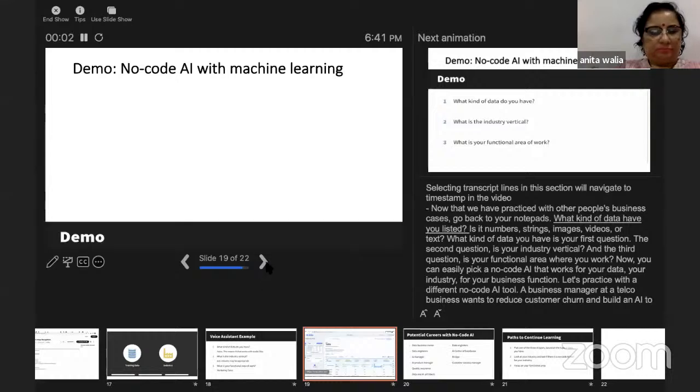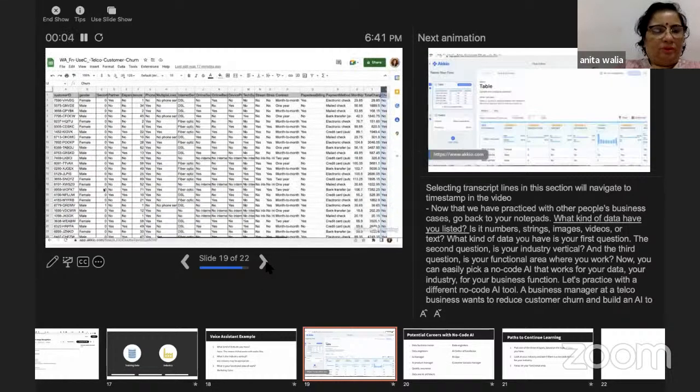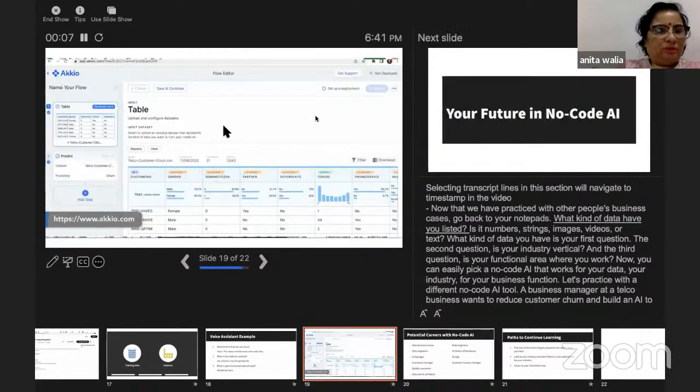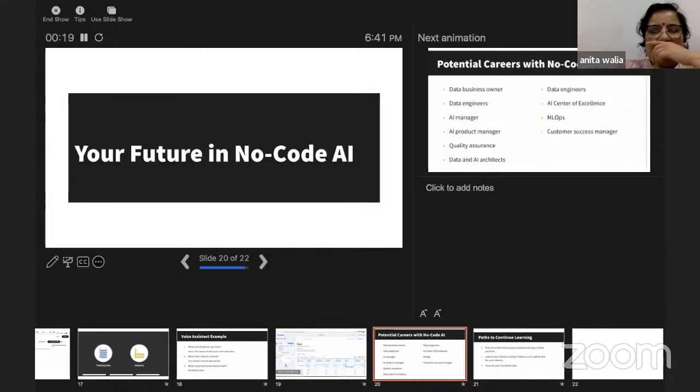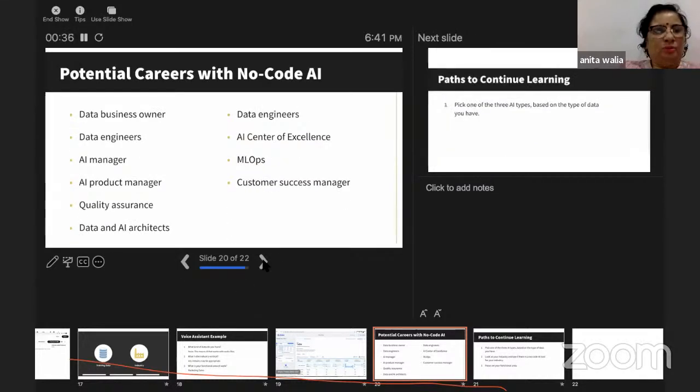Okay. Now, this I've already shown you. So you can see what will be the results which come. So if suppose you don't want to learn coding and you want to use no code AI, is there a possible future for you? Is there a potential career with no code AI? Yes, there is. So I'll show you what are the possible careers with no code AI.